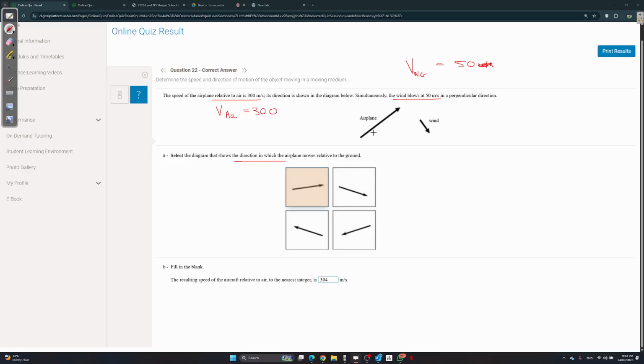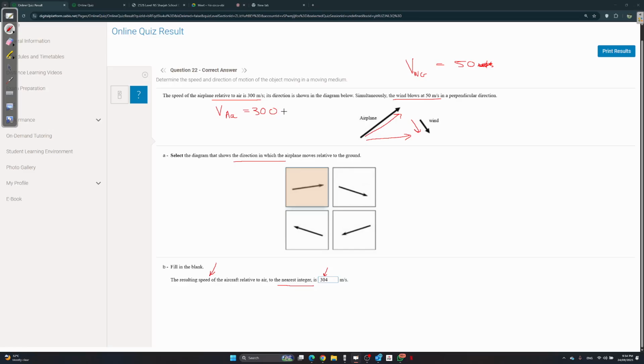ground. Now, obviously, if you have a vector like this, what's the resultant vector going to look like? It's going to look like this. It's not rocket science. The resulting speed of the aircraft relative to the air is what? Now for part B, the resulting speed of the aircraft, again, you just sum them.